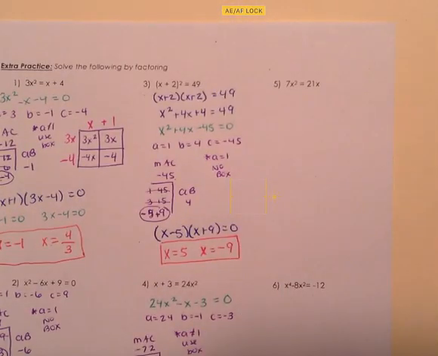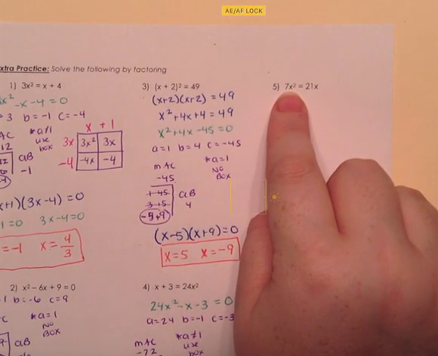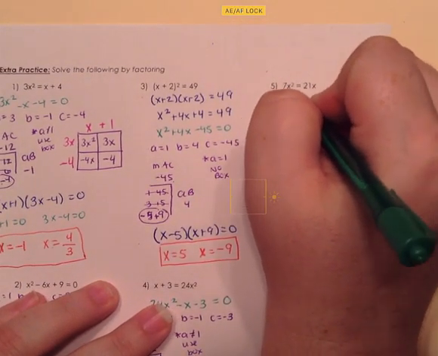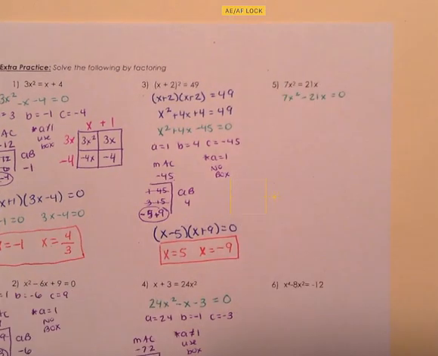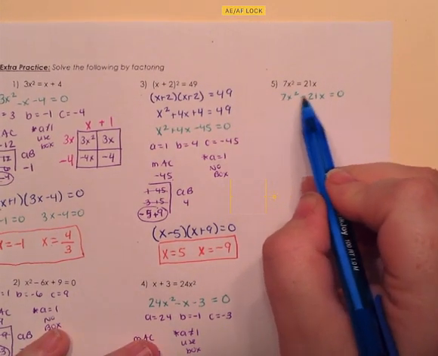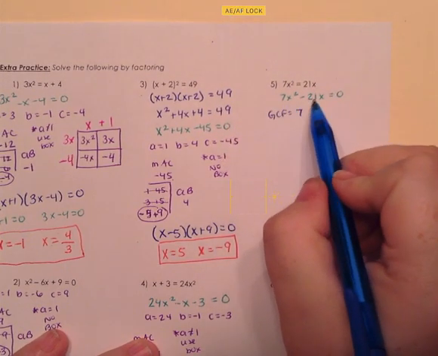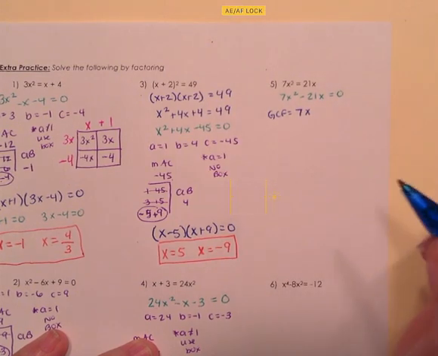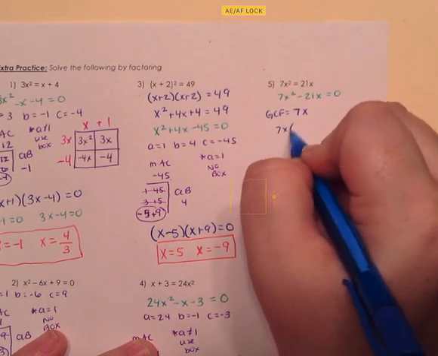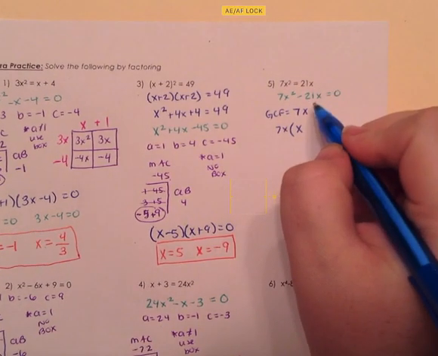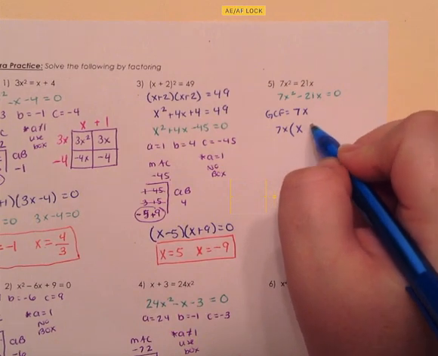Number 5, we have no parentheses, but we still gotta get into standard form. Our quadratic is a 7x squared. It is positive, so we want to move that 21x to the other side. So we have a positive 7x squared minus a 21x equals 0. We want to factor this by doing our GCF. GCF, the smallest number, is 7. 21 can be divided by 7, so our GCF is equal to 7 so far. And both of these terms have an x, so our GCF is 7x. So we put that on the outside of the parentheses, and then we divide by 7x. 7x squared divided by 7x is x. Negative 21x divided by 7x is negative 3.